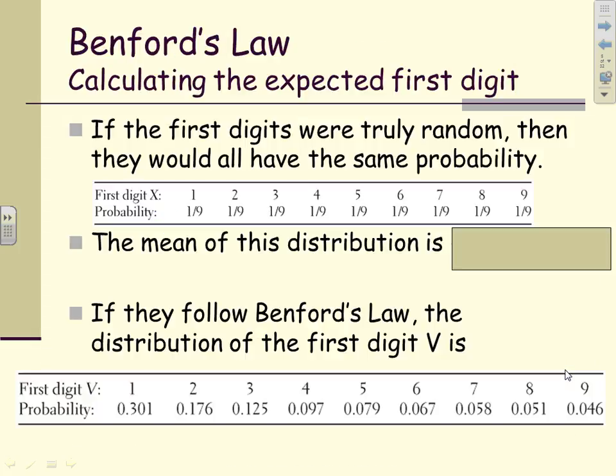To explore this concept a little bit further, we're going to look at something called Benford's Law. Now, Benford's Law is really more of an economics topic, not a statistics topic, but we're going to use it to explore this idea of expected value. It says if the first digits were truly random, then they would all have the same probability. What we're talking about here is thinking about if you were to have a business and you would have all of these accounts paid, and all these other accounts that you'd be having values for. And all of those numbers would have a first digit.